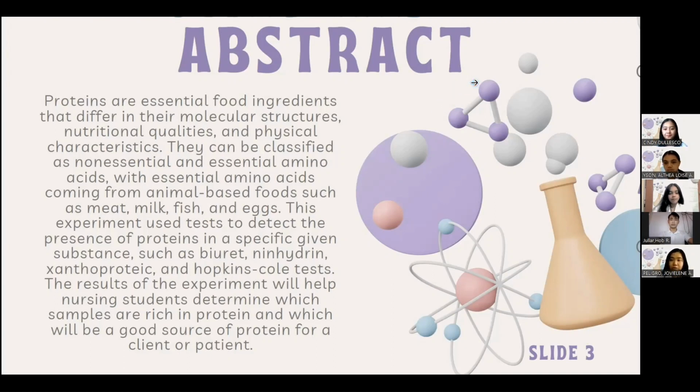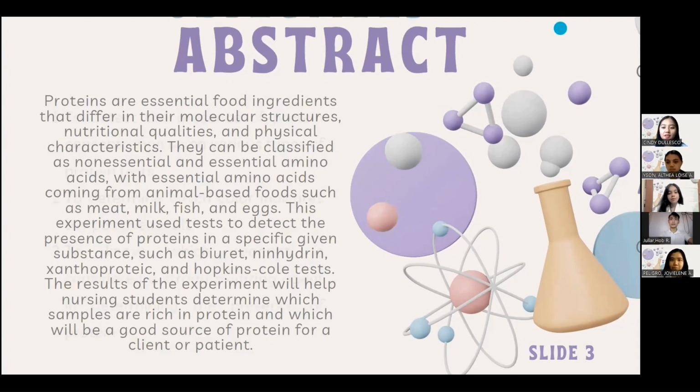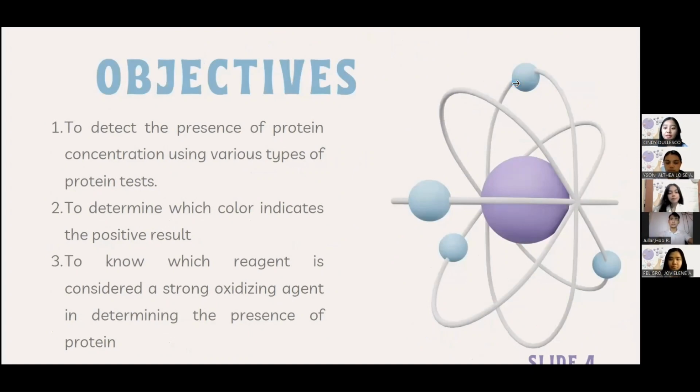So, for the objectives, and of course, to further introduce you to our topic, here's Miss Cindy Dullesco. Thank you, Ms. Peligro. So for our objectives, the experiment on protein analysis is intended to distinguish the existence of protein through the use of protein tests such as the biuret, ninhydrin, xanthoproteic, and Hopkins by analyzing the colors that appear when a reagent is added. It also aimed to determine the strong oxidizing agent through the data collected. Next slide, please.